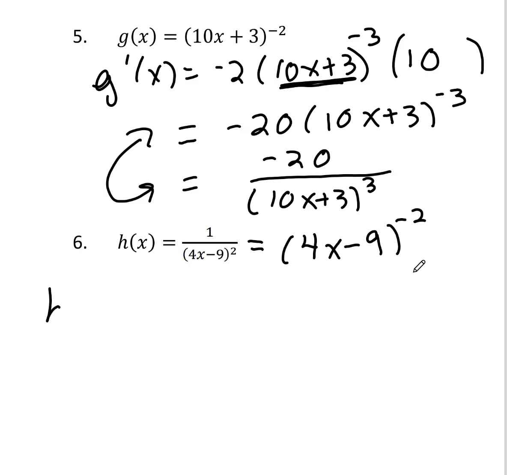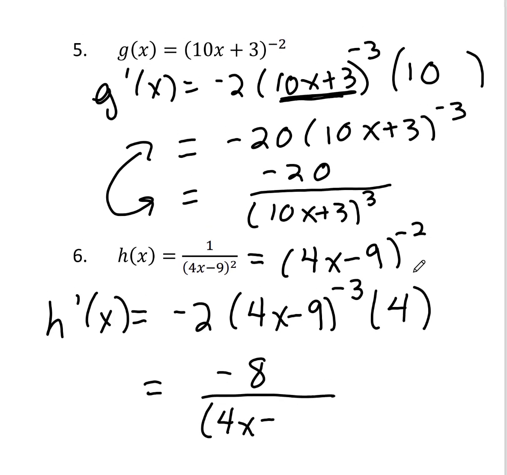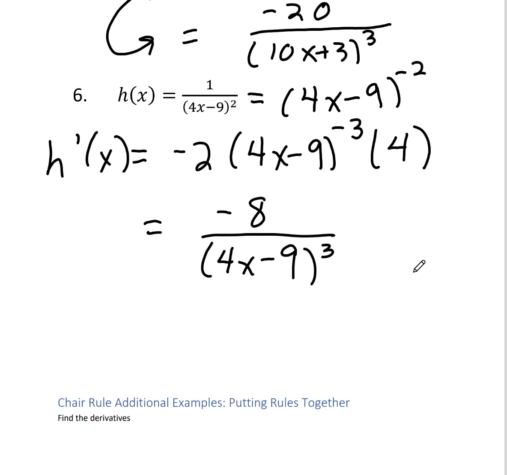I do the derivative. Negative 2 comes down. I have 4x minus 9. Remember, minus 1 gives me negative 3. Inside, the derivative of 4x minus 9 is 4. 4 times negative 2 is negative 8. I'm just going to go ahead and put the 4x minus 9 cubed in the bottom. So it's back in the same place.